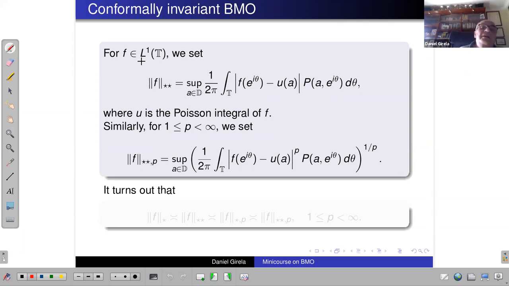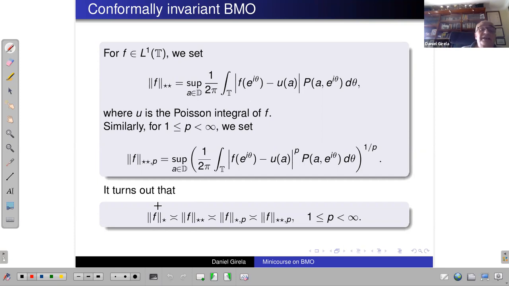We can define BMO in an equivalent way, saying that a function is in BMO if the supremum of these quantities as A ranges over the unit disk is finite. Here, as I recall, U is the Poisson integral of F, and here what we take is the Poisson integral of this evaluator. So the F star norm of F is equivalent to the F2 star, which is taking this for P equal one.